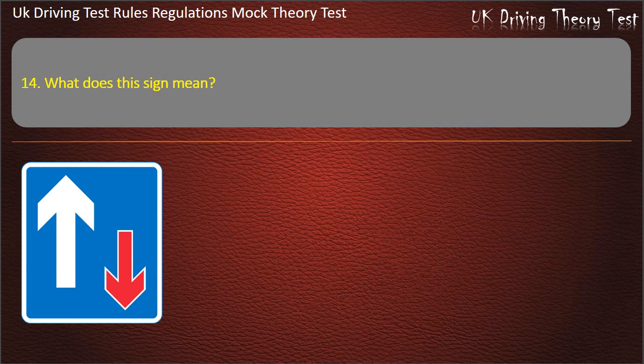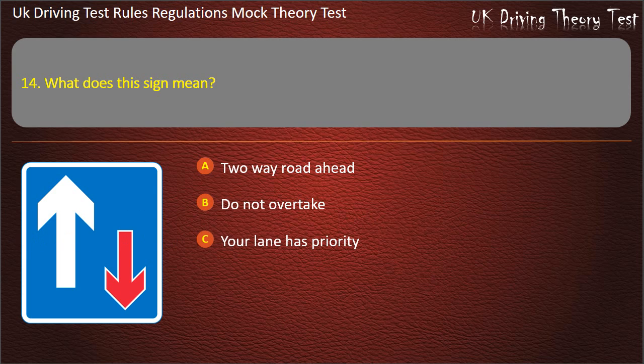Question 14. What does this sign mean? Two-way road ahead. Do not overtake. Your lane has priority. Oncoming vehicles have priority. Answer. Your lane has priority.